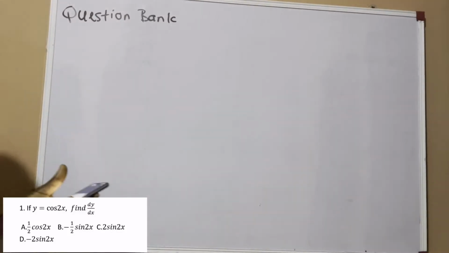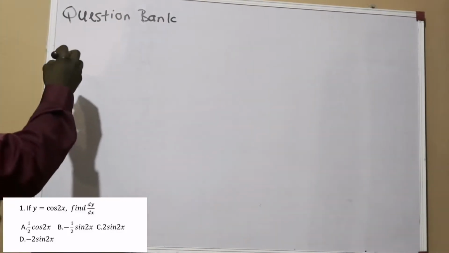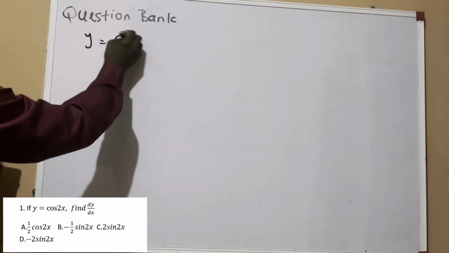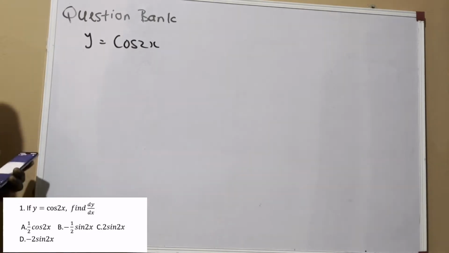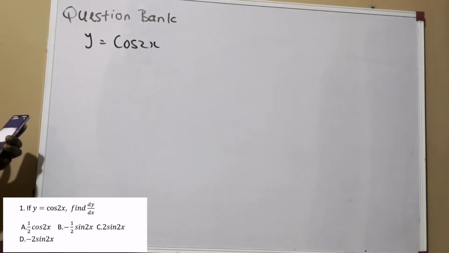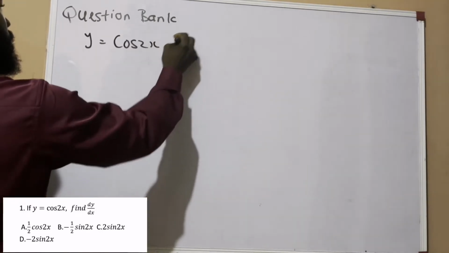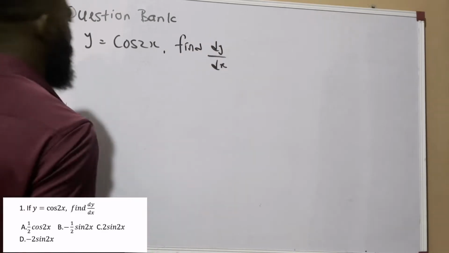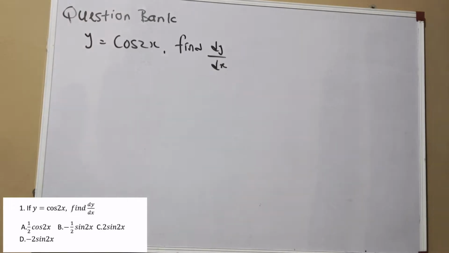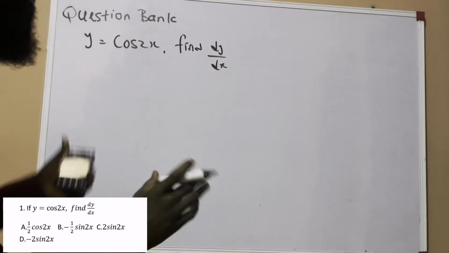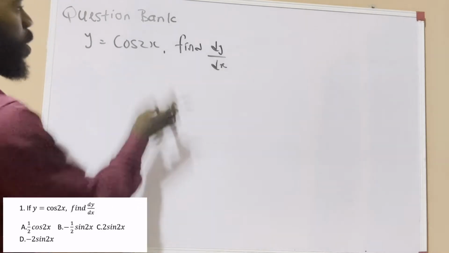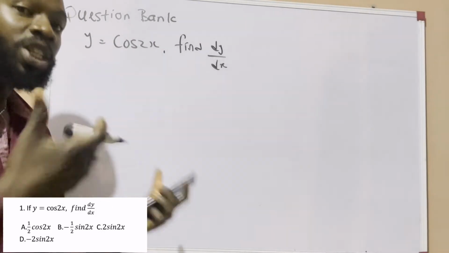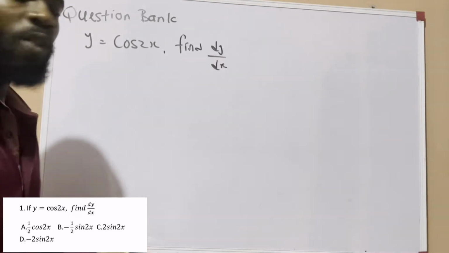Question number 1 says, if y equals cos 2x, find dy over dx. Now we all know that this is a chain rule question because it has one function inside another. So we shall be using the shortcut method, which I did in our previous videos, in solving this question.